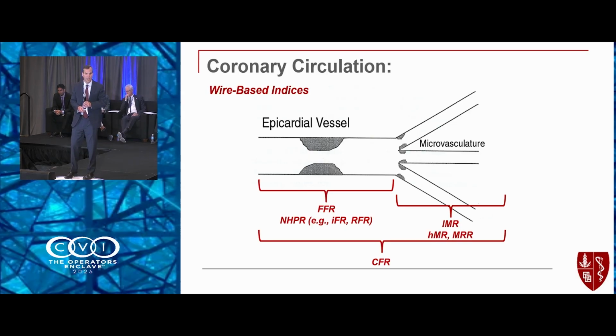So how do we do this? There are a number of wire-based techniques or indices that we can measure. I think we're all familiar with fractional flow reserve and the non-hyperemic pressure ratios, iFR, RFR, et cetera. Those are specific for the epicardial vessel. We're going to talk about how to assess the microvasculature, and we have indices that are specific for the microvasculature, like IMR, as well as the hyperemic microvascular resistance, HMR, and the microvascular resistance reserve, MRR, which is the newest kid on the block.